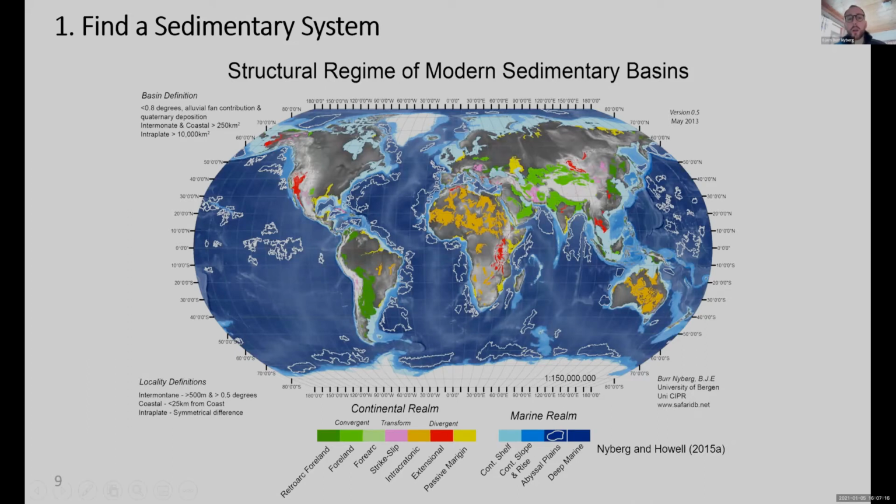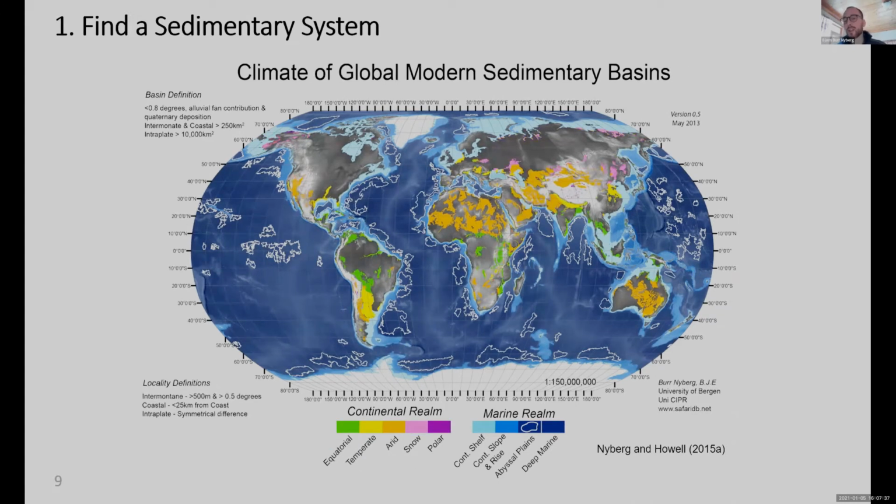And this is some work that I have previously done highlighting the extent of these sedimentary basins by their main or primary tectonic regime that are influencing these different sedimentary basins. And we can also look at the climate control of those different settings as well. So this can help us narrow down a modern example that is in an extensional basin of an arid climate with this type of precipitation, etc.